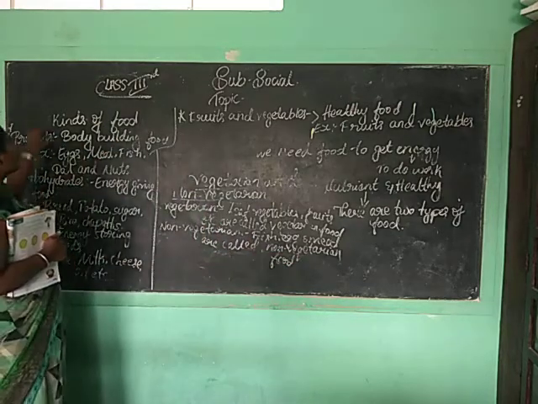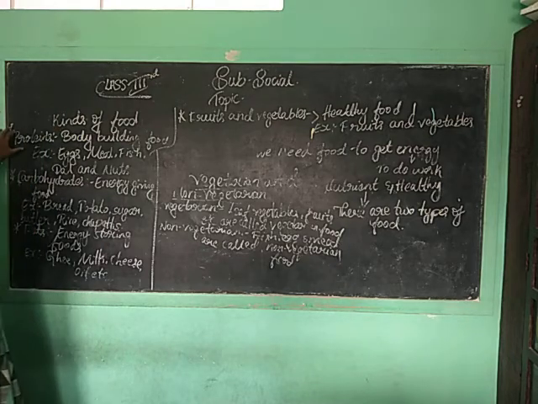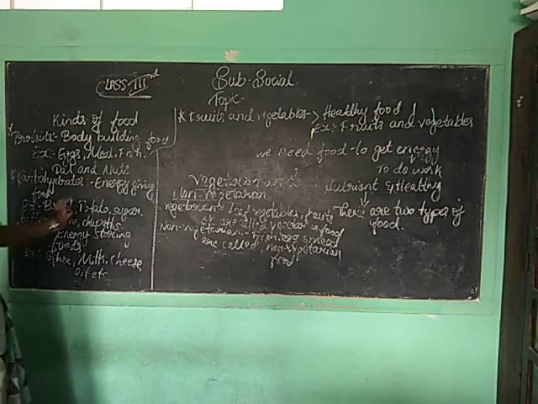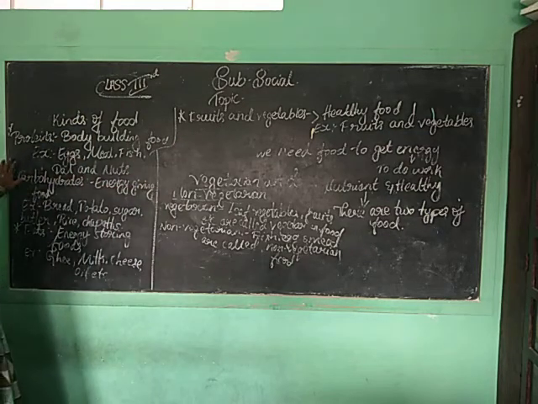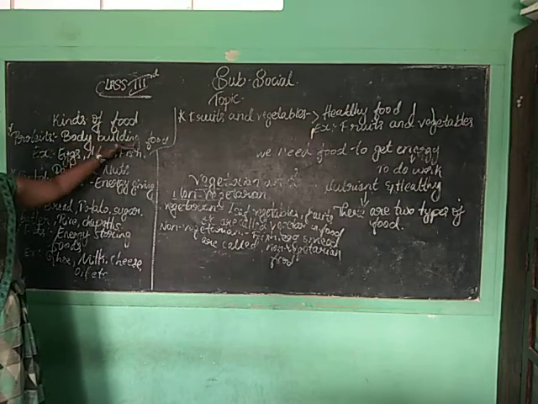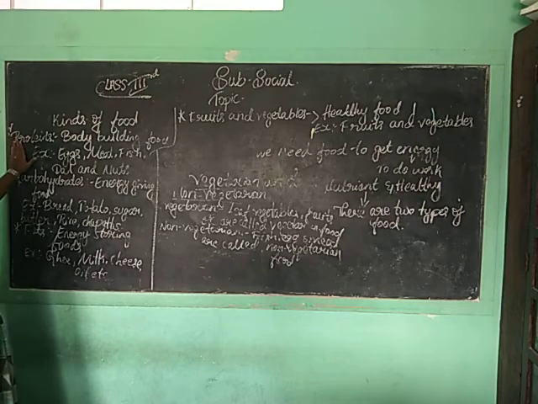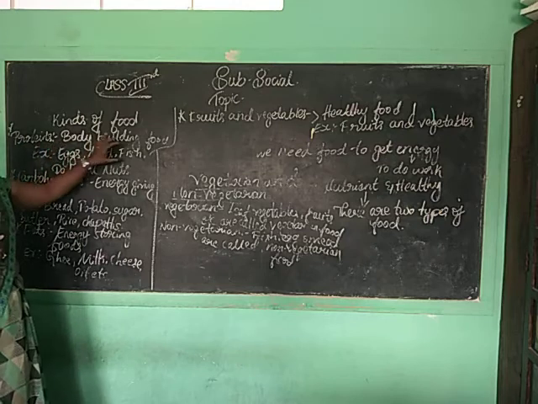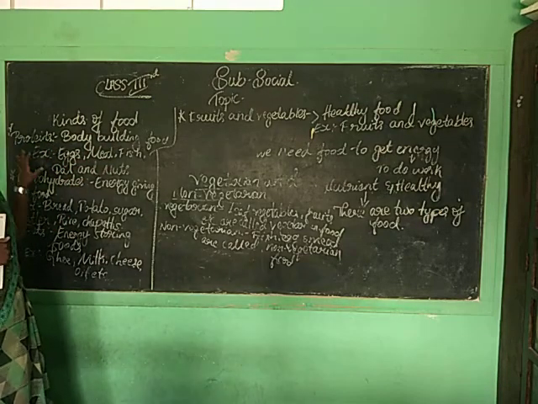Next, kinds of food. Which are the kinds of food? Proteins, carbohydrates, fats, fruits and vegetables. These are the kinds of food. What does protein mean? Bodybuilding foods are called proteins. Examples of protein foods are egg, meat, fish, dal and nuts.